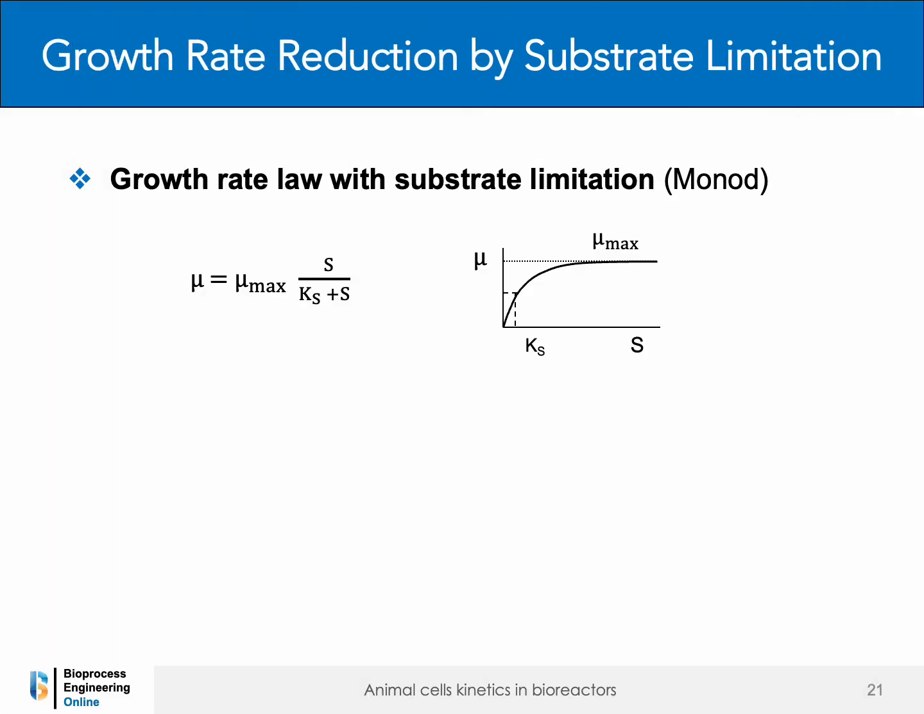As the culture progresses, nutrient concentrations decrease and cell growth gradually slows down. The most widely used model describing this effect is the Monod equation. According to this relationship, the specific growth rate equals the maximum growth rate multiplied by a substrate limitation term. Mu equals mu max, multiplied by S divided by Ks plus S. Here S is the substrate concentration and Ks is the half saturation constant. It represents the substrate concentration at which the growth rate reaches half of its maximum value.